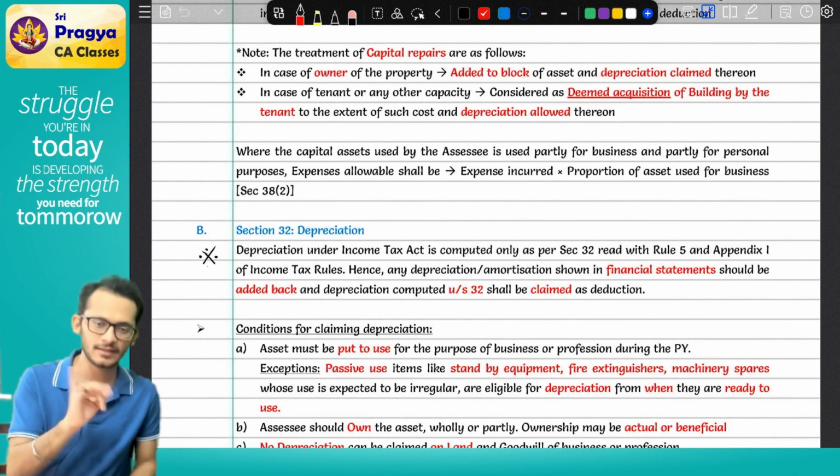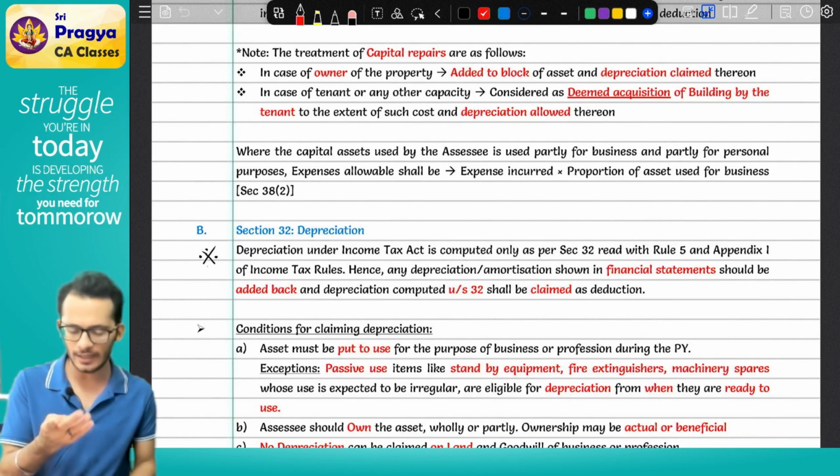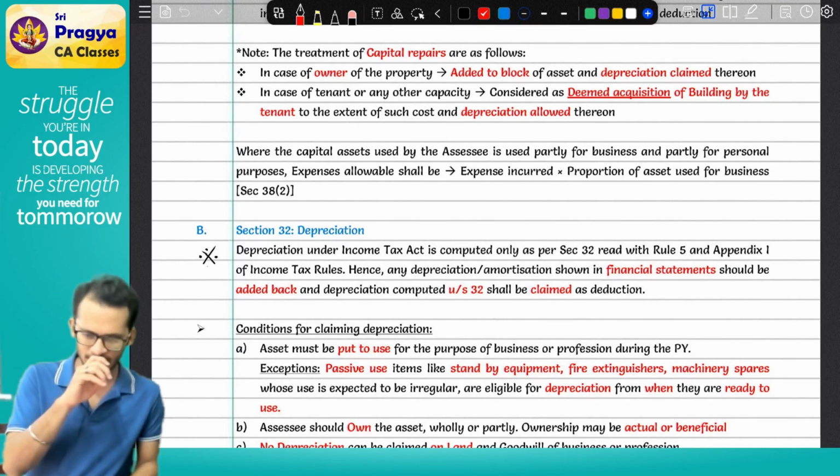You should be the owner of the asset. You should have an asset. You should put the asset to use, and you should not claim depreciation on land and goodwill. Then we started discussing how to do depreciation.